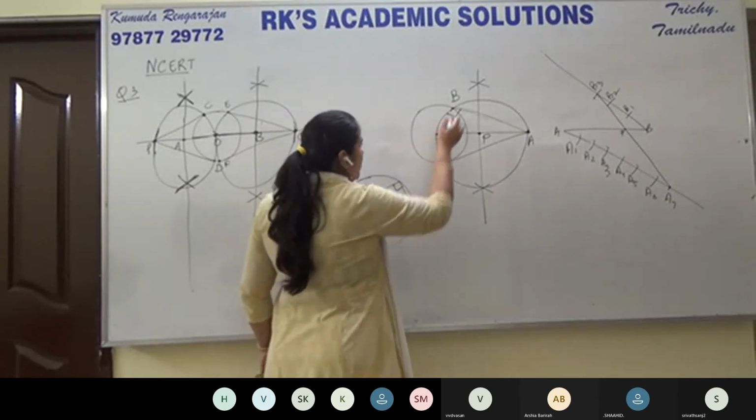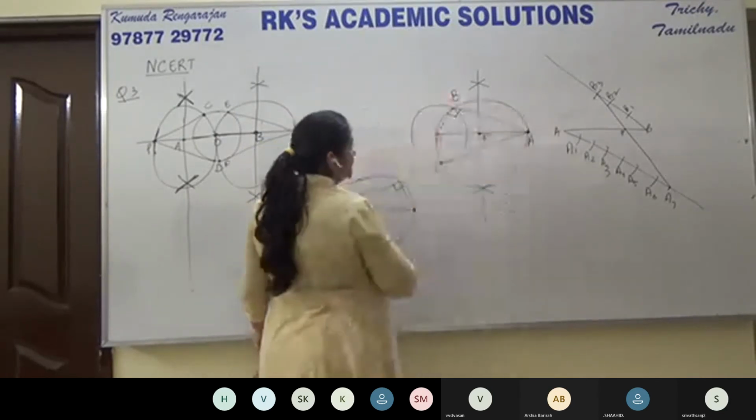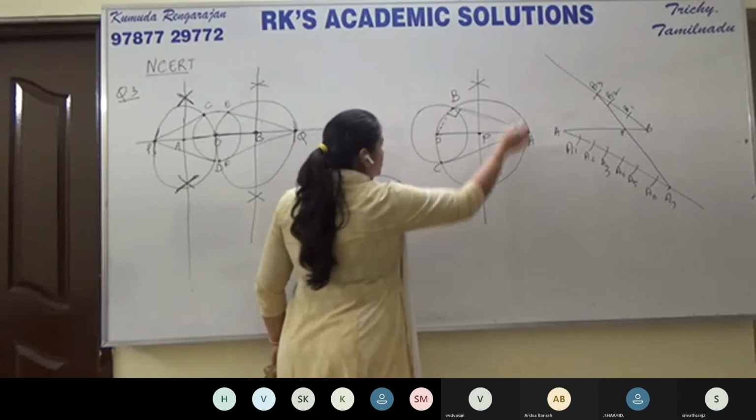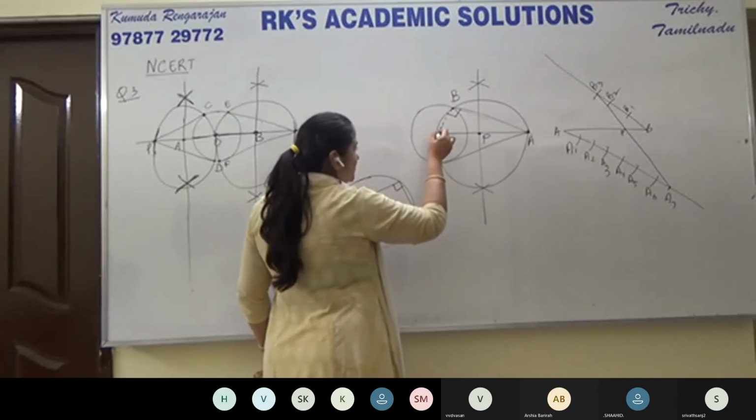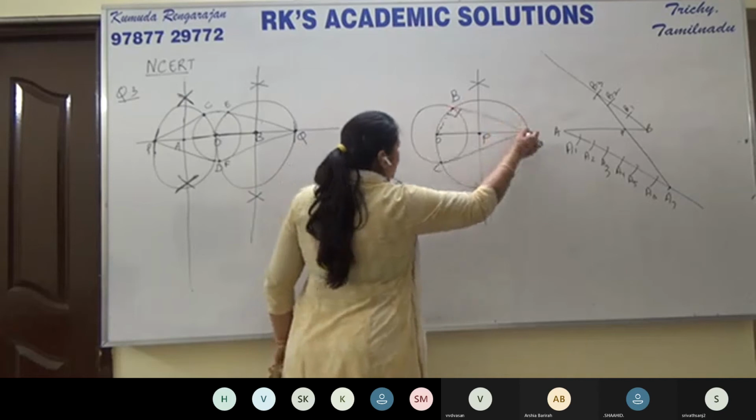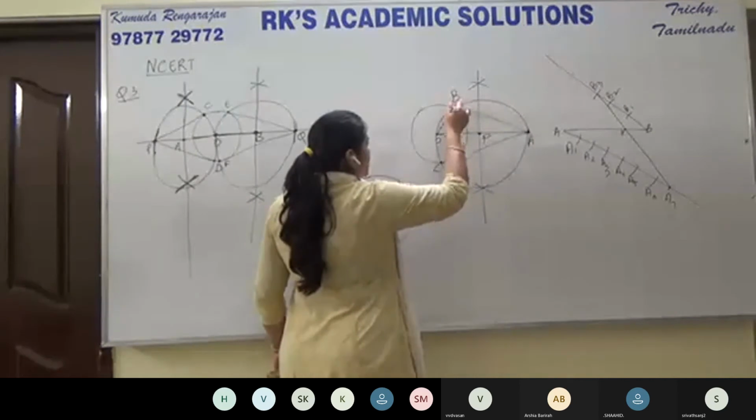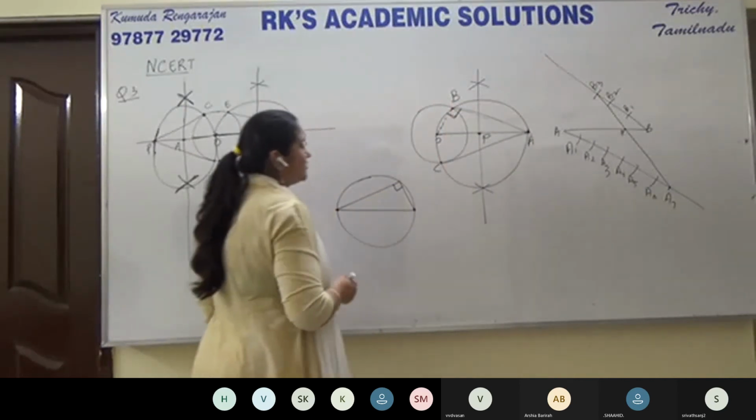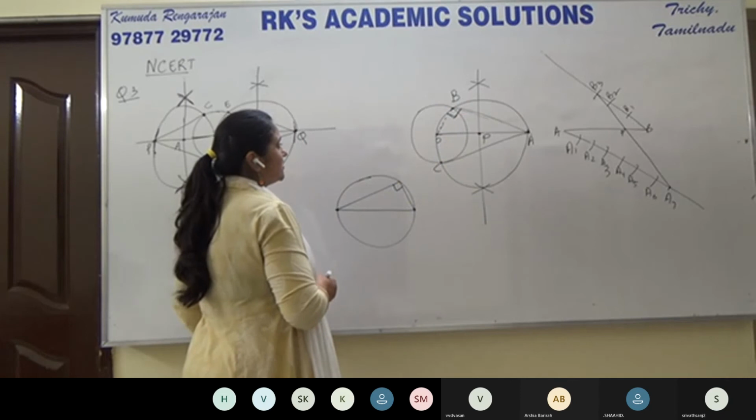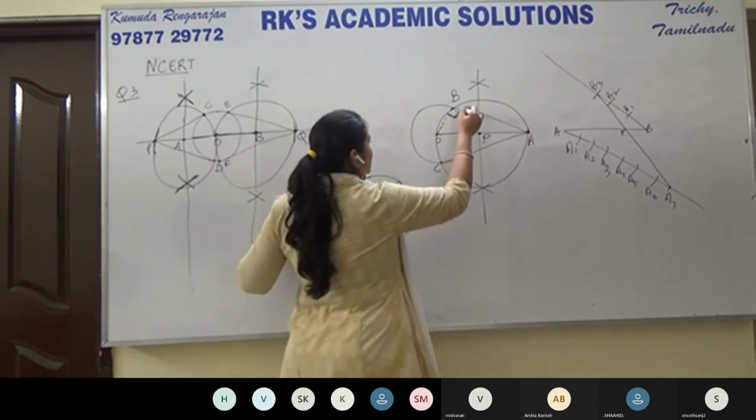From the ends of the diameter, you can see OB and AB. New circle, AO is the diameter, from O, OB, from A, AB. So then this angle is 90 degrees. Angle in the semicircle is a right angle. So this is 90 degrees.